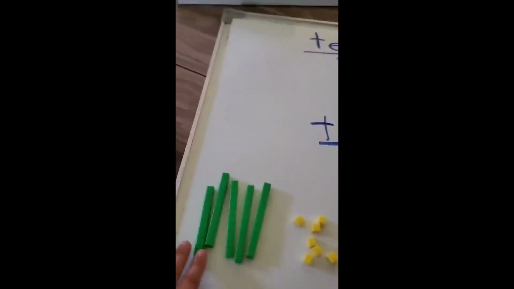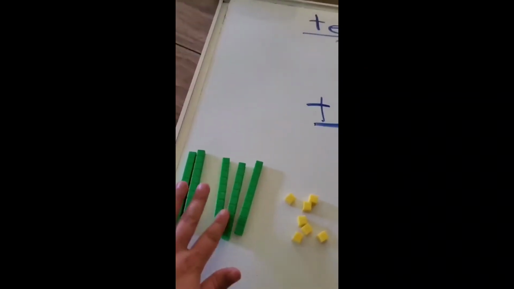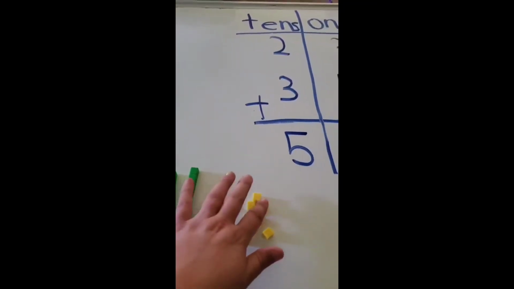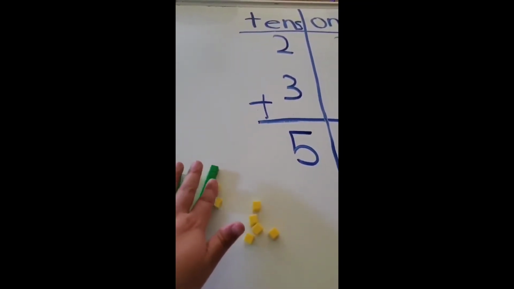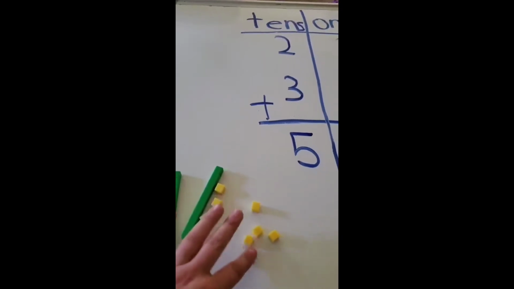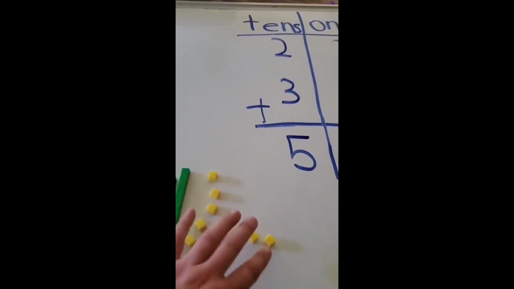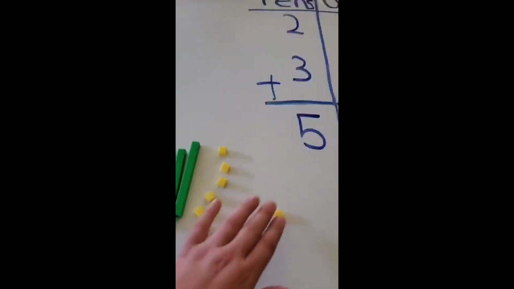57, okay. 10, 20, 30, 40, 50, 51, 52, 53, 54, 55, 56, 57. Yay, we got it. I hope you guys got that. So now we're going to move on.